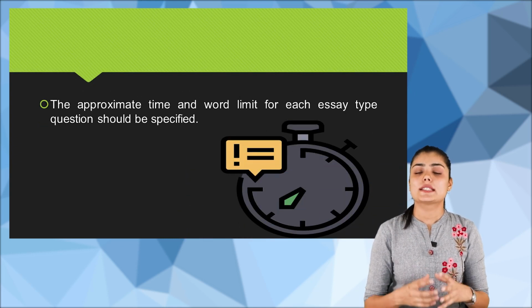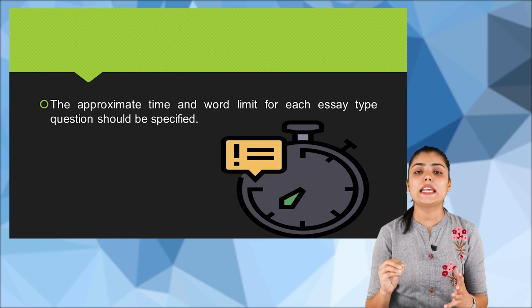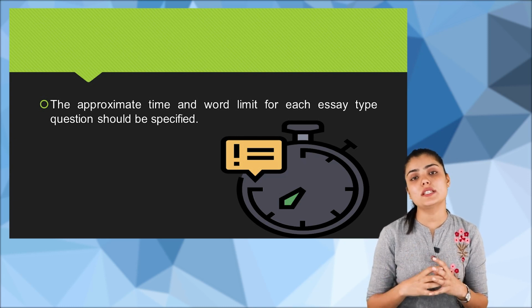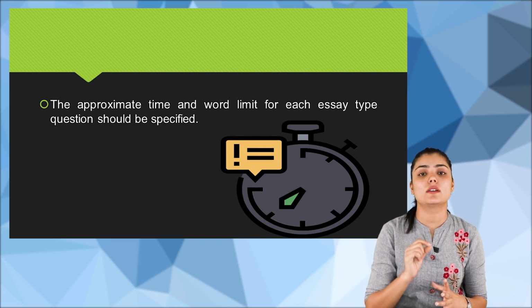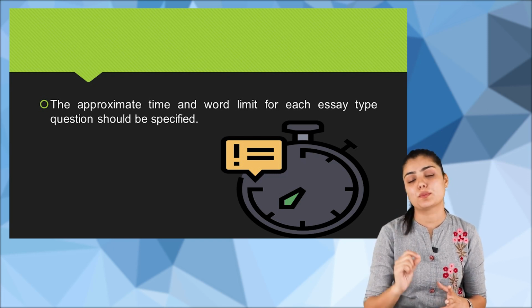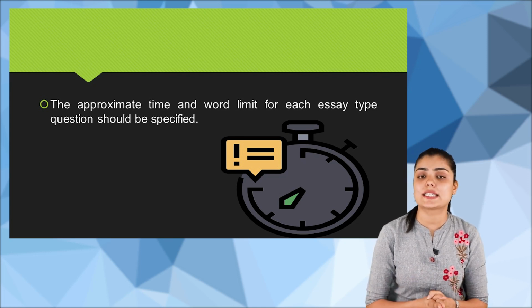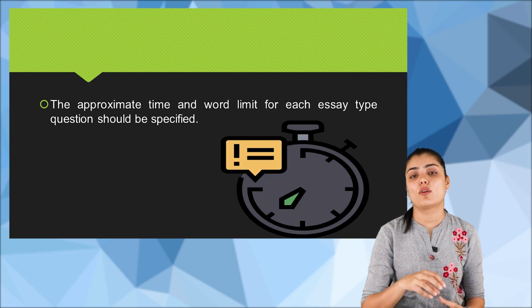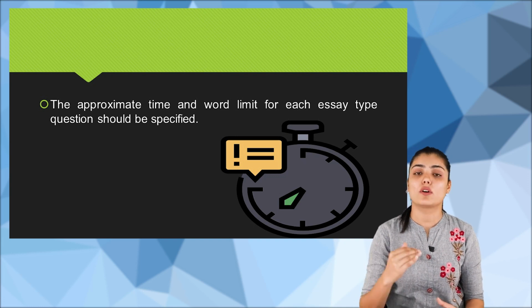The next one is the appropriate time limit and the word limit for each of the essay type questions must be given to the students. So the students must know how much to write and what is the time duration that is allotted for each of the questions being asked. The evaluator, while constructing the essay type question, must give an approximate time to spend on each question as well as the limit of the words to be used for each question asked.